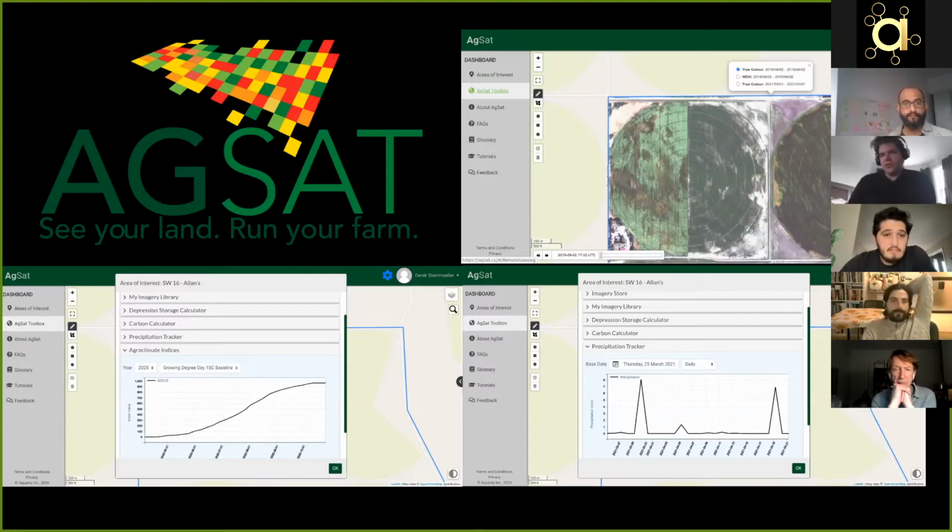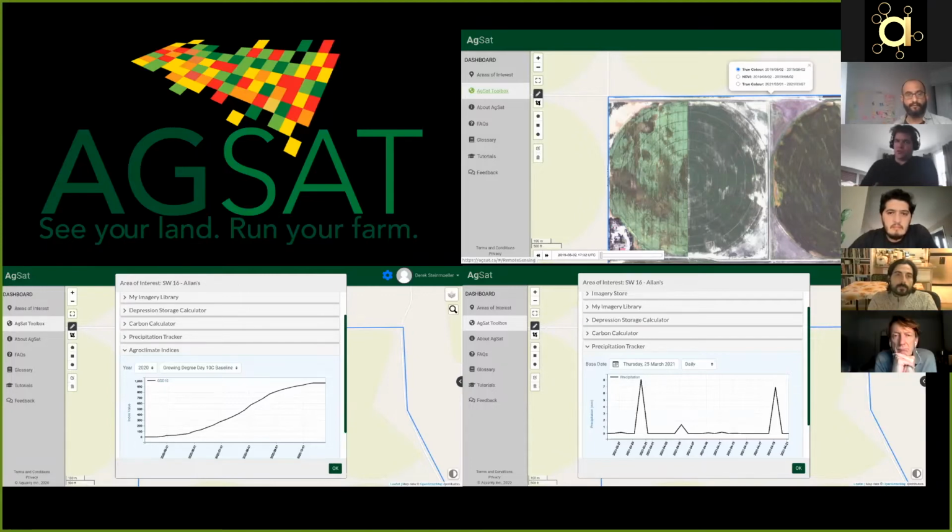There are also other tools embedded in there. There's a note-taking feature for daily observations or anything you want to write about your property. There's the imagery store and the imagery library, which are obviously very closely related, and you can look at any image you've bought from the store.